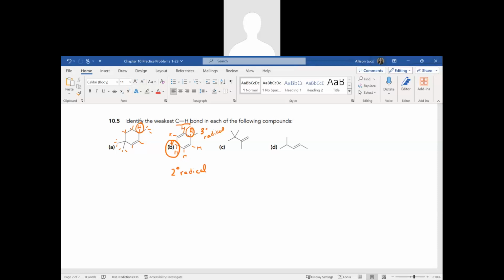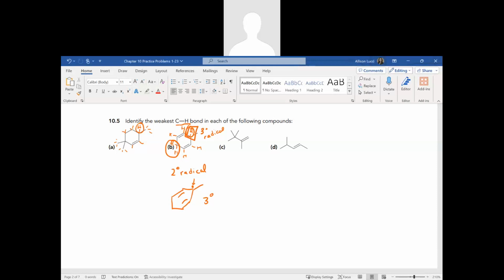Either of these sites would result in radicals that could be resonance stabilized, but if we draw this out here, we have a radical site there. This tertiary allylic radical would be even more stable, and therefore this top CH bond would be our weakest, where the hydrogen was and where that radical has resulted.